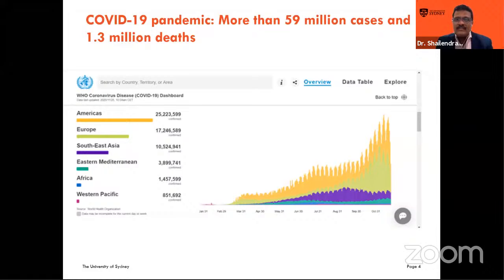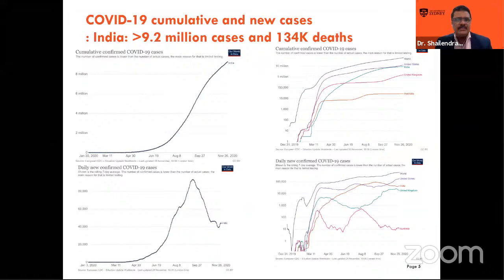And if you look at what's happening in India, for example, we've got more than 9.2 million cases. I'm sure speakers before me must have spoken about this. But what we currently have, and if you look at the data on the right side of the graph, which is a logarithmic scale, gives you a much better picture rather than just looking at the numbers.